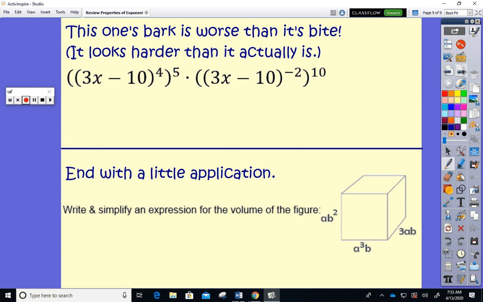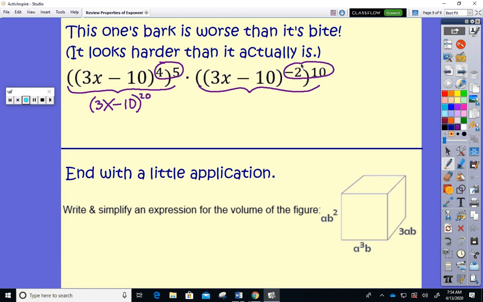So I'm giving you one that looks bad, but it's not actually so bad. So take a look at this, guys. This part right here is just a power to a power. So that is 3x minus 10 to the 20th power. Well, this is the same idea. It's just a 3x minus 10 to the negative 2 to the 10th. So power to a power means multiply your exponents. Oh, now look at that.